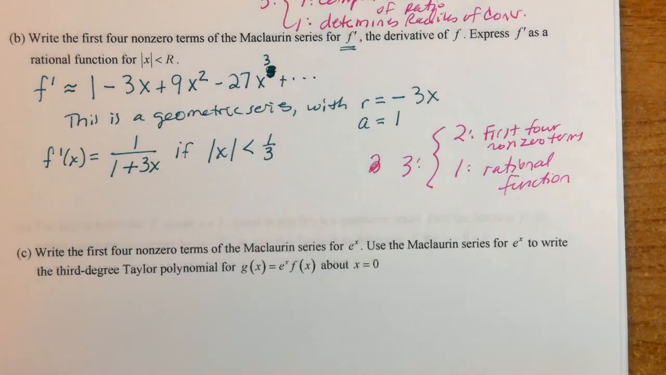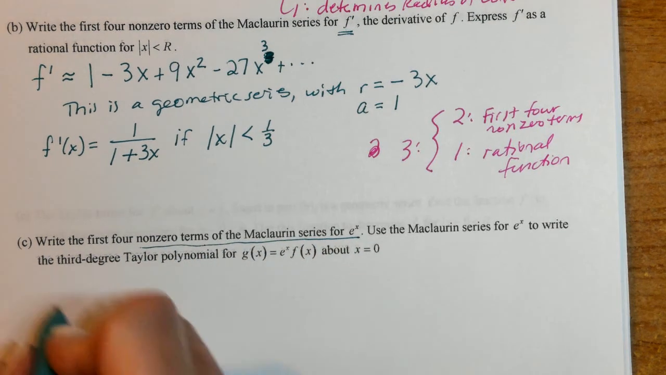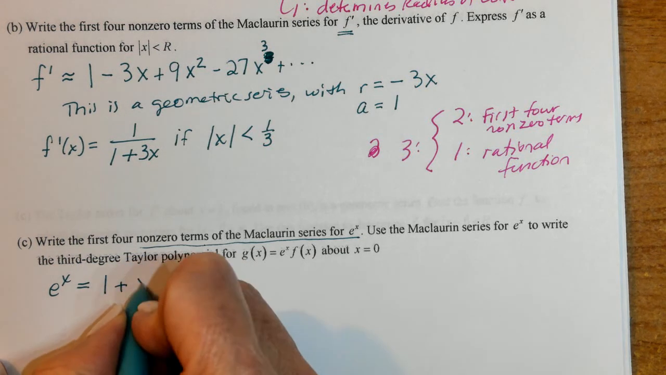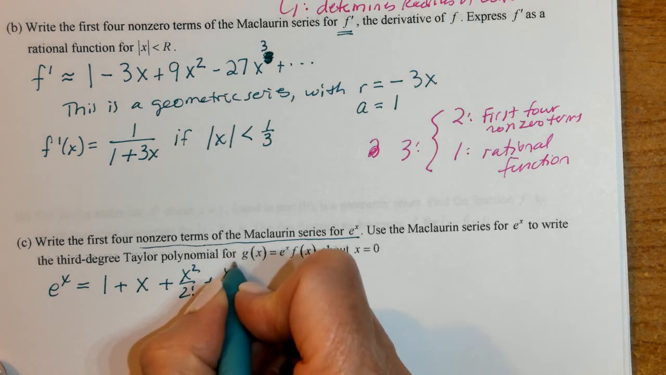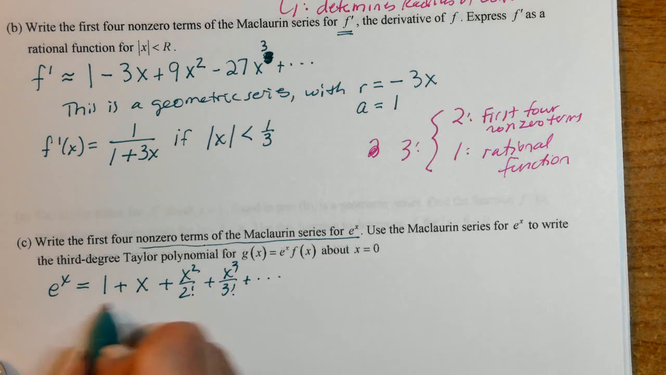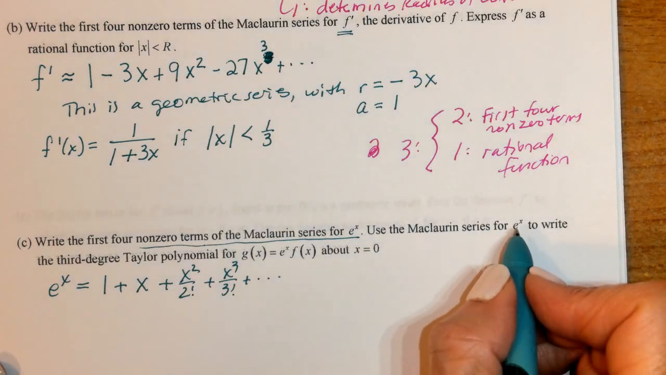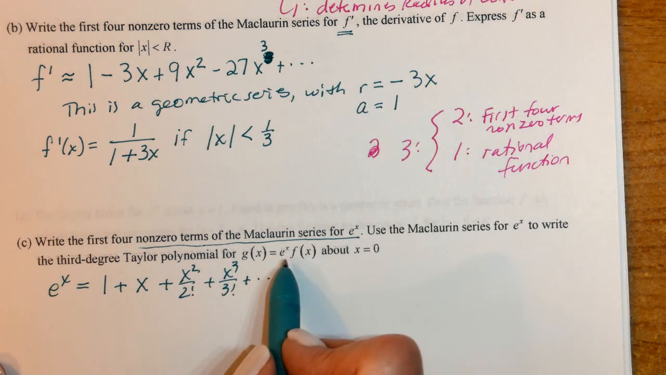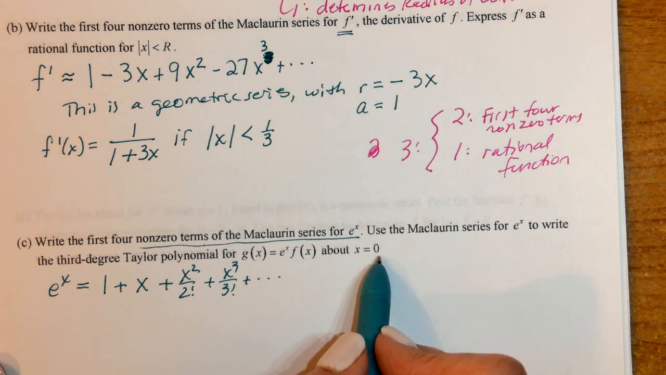Okay. Write the first 4 non-zero terms for the Maclaurin series for e to the x. Well, this was our memorized one: 1, it's all positive, plus x squared over 2 factorial, plus x cubed over 3 factorial, plus ... Those are the first 4 non-zero terms. Okay? Use the Maclaurin series for e to the x to write the third degree Taylor polynomial for g of x equal to e to the x times f of x about x equals 0.